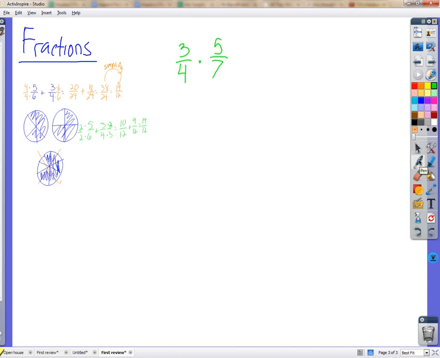So 3/4 times 5/7. Some of you said cross multiply. So let's get at that one first. Cross multiply. So that would mean multiply 3 by 7 and 4 by 5, and get what? What would be the numerator? It's not really clear. There's not really a process here.